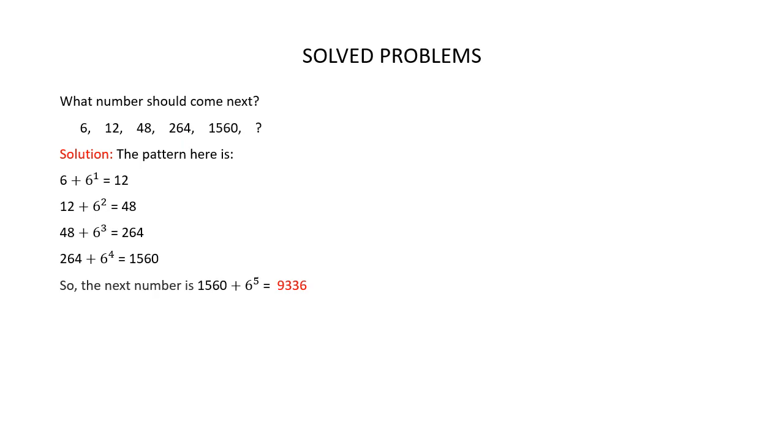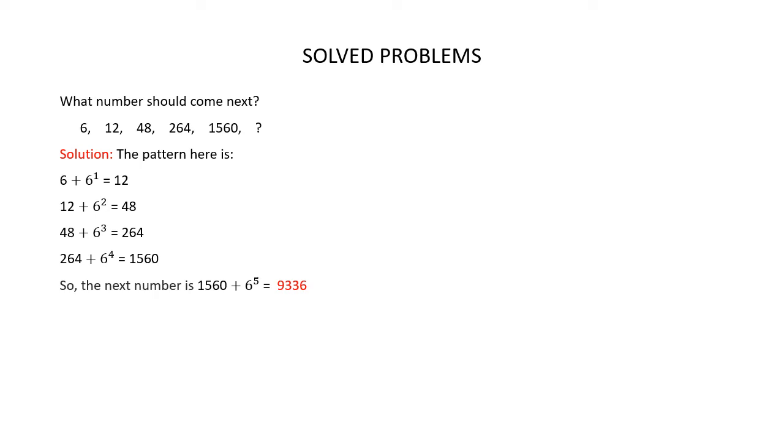The pattern here is 6 plus 6 to the power 1 will give you the next number, that is 12. 12 plus 6 squared is 48, the next number. 48 plus 6 cubed is 264, which is the next number. 264 plus 6 to the power 4 is 1560, which is the next number.